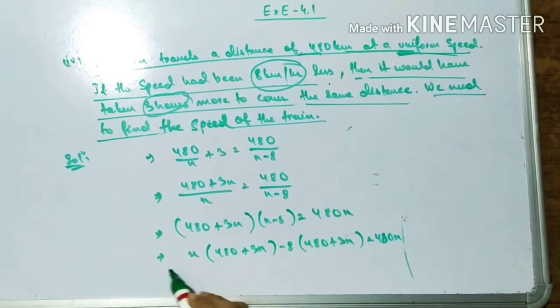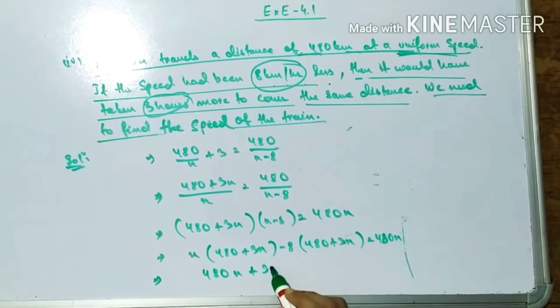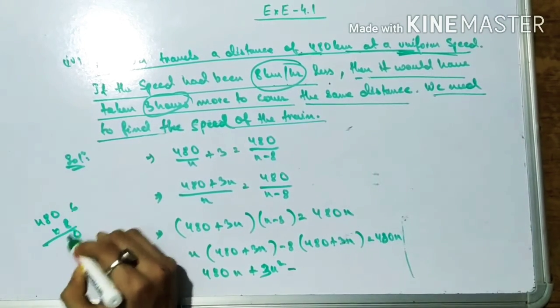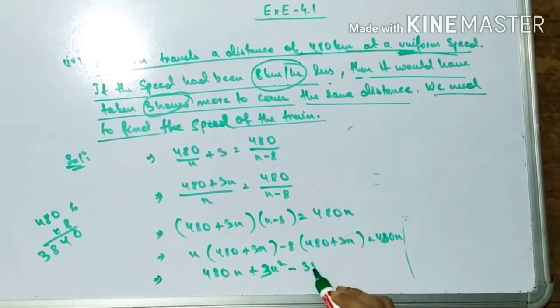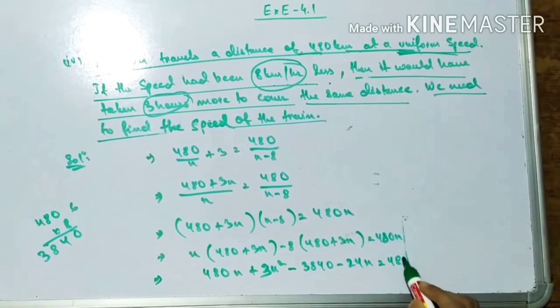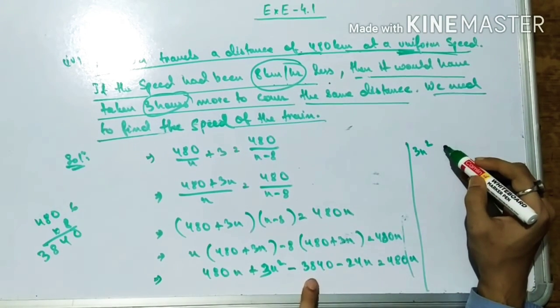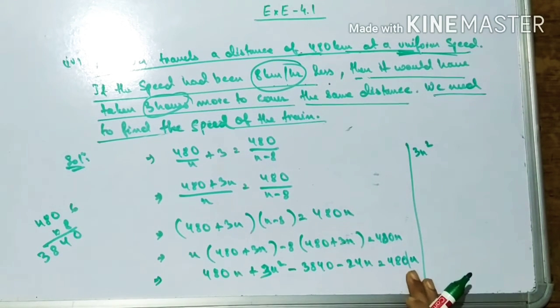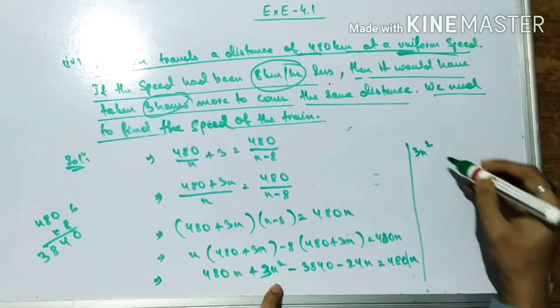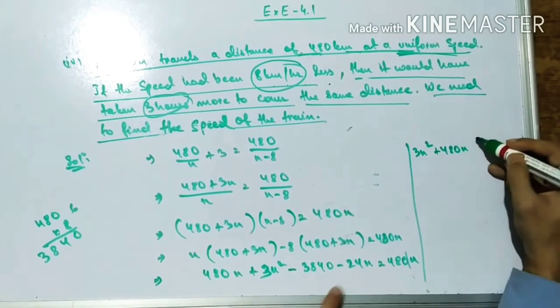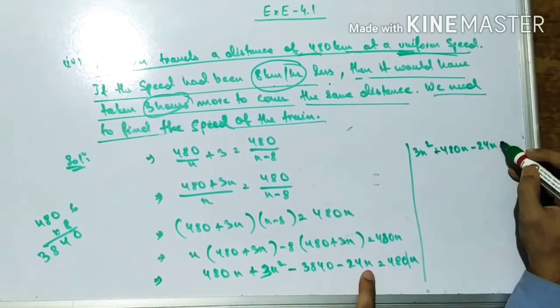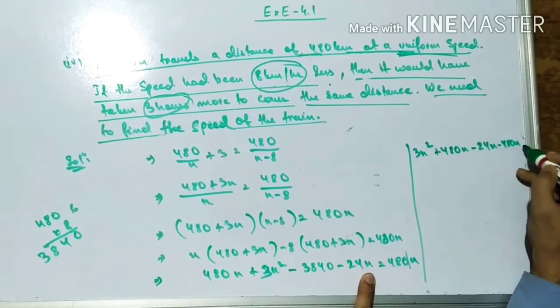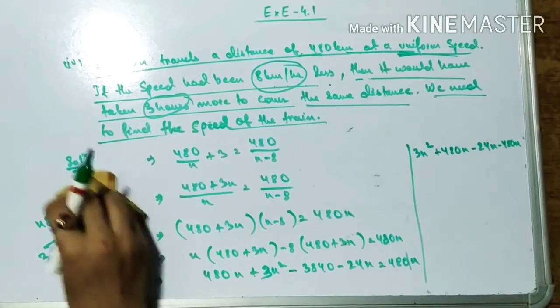So therefore I will get 480x plus 3x square minus 480 into 8. 8 zeros are 0, 8 fours are 32, 8 fours... I will get 3840, minus 24x, is equal to 480x. This is 3x square, and 480x minus 24x. And again, there is 480x on the right-hand side, which I also have to bring to the left-hand side. So ultimately I am getting 3x square plus 480x minus 24x, and when 480x comes to the left-hand side it becomes minus 480x, and this is minus, let me write it properly.